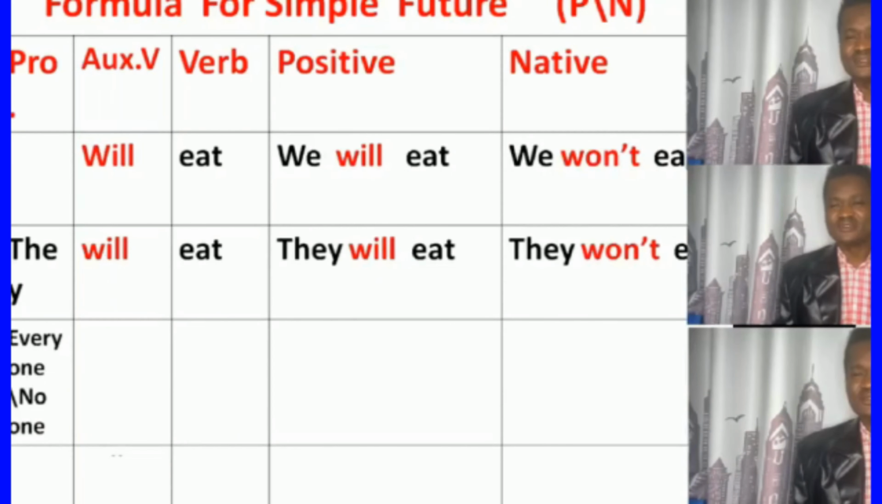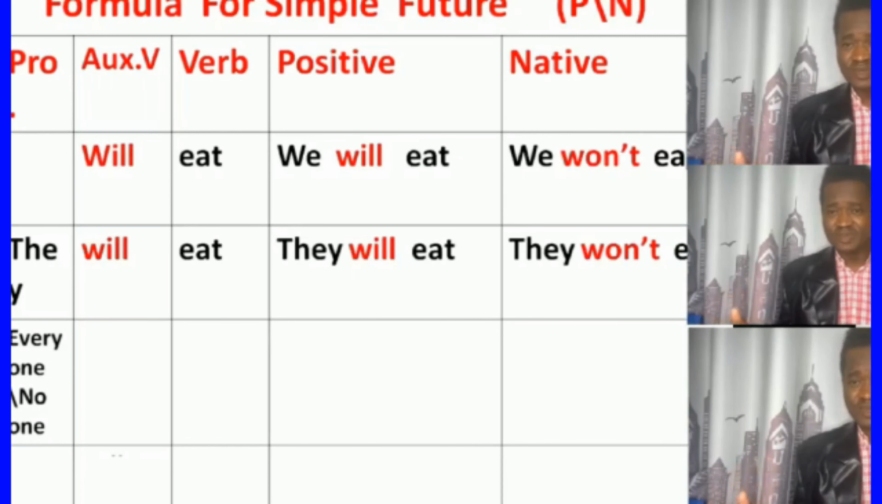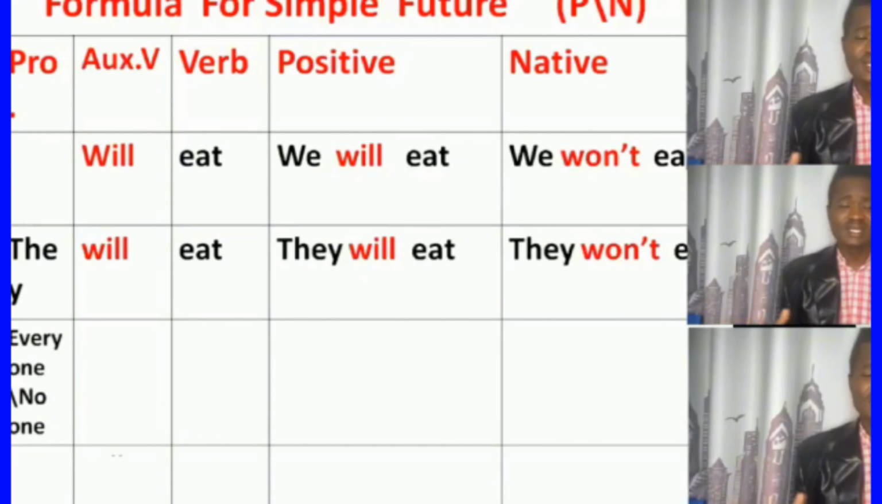So now we're talking about indefinite pronouns. Of course, we're also going to talk about definite pronouns: first person, second person, third person pronouns. Then we're going to talk about the indefinite pronouns, everyone, no one. We have a lot of definite pronouns. You can check for them. I think I have a video for definite pronouns, okay?